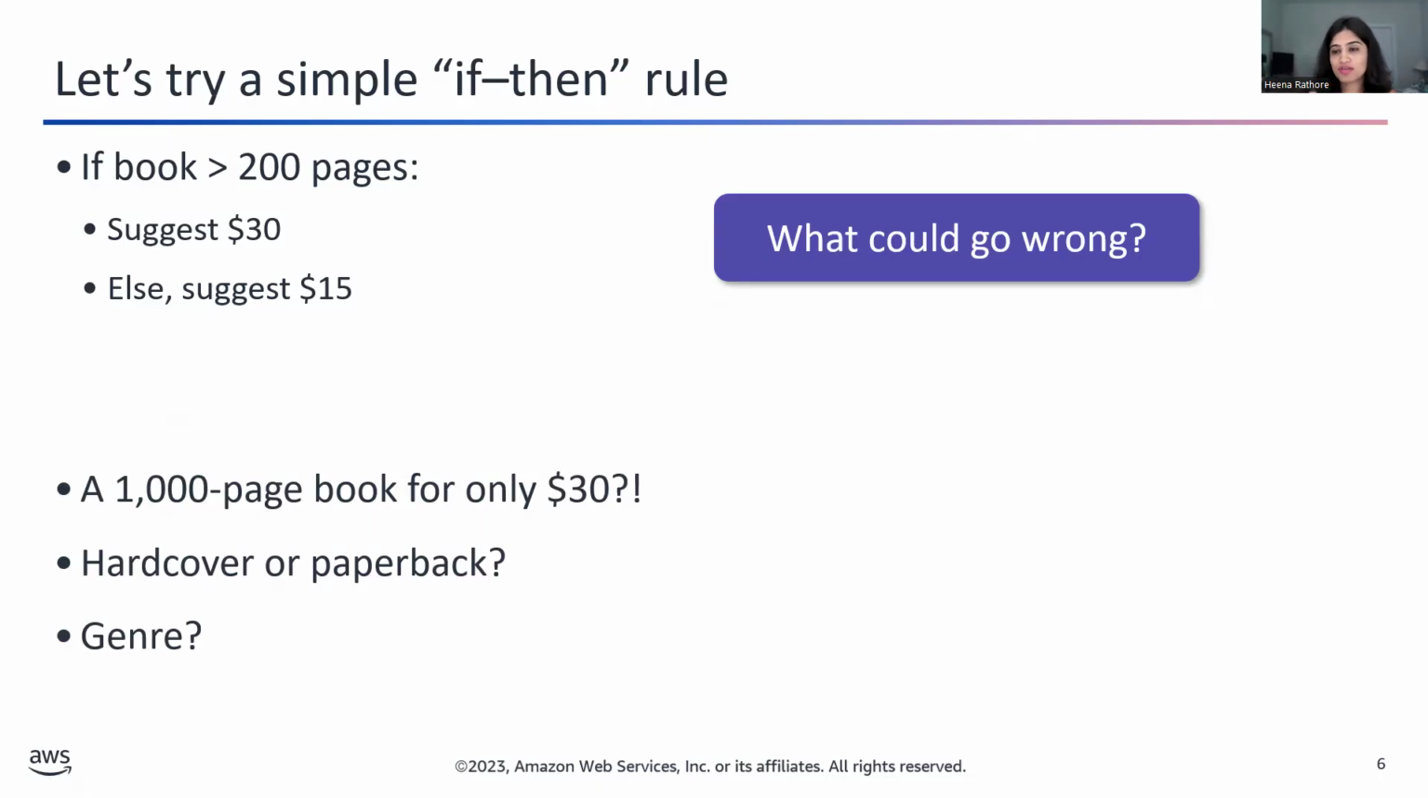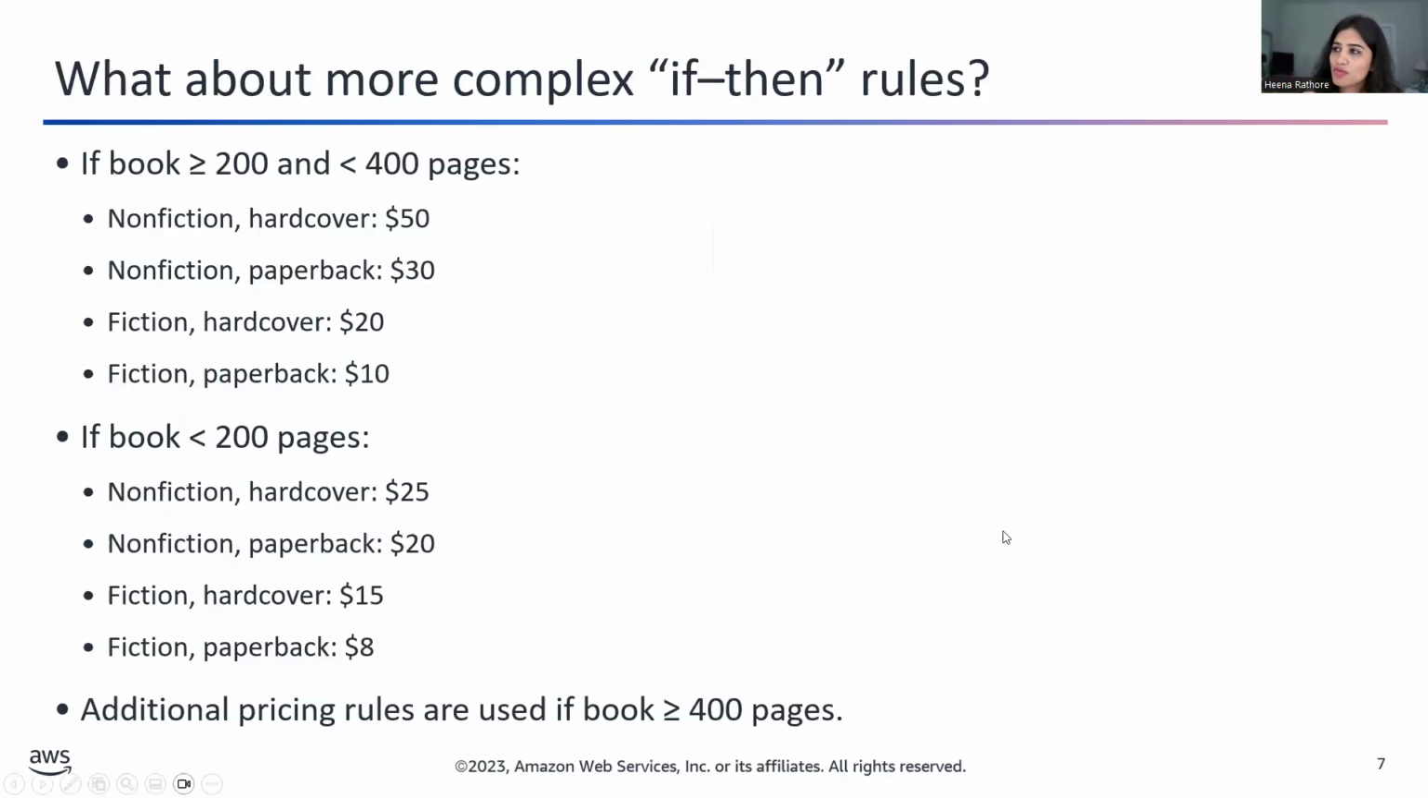And what exactly is the genre? Because the genre does play an important role, whether it's a fiction book, a non-fiction book, a romantic book, or something else. So a simple if-else condition will fail. An argument could come in: what if we use complex if-then conditions, such as if it is more than 200, less than 400, and it is non-fiction hardcover, I'll price it at $50. If it is non-fiction paperback, I'll price it at $30, and so on. So you write a bunch of complicated rules.